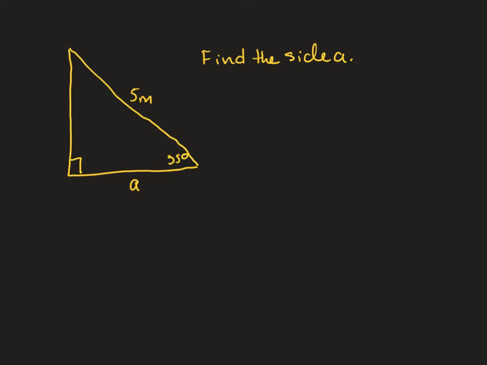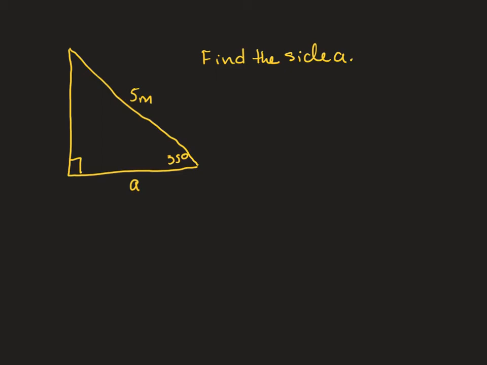In this problem we have an example where we have a right triangle. The hypotenuse is 5 meters, one side is labeled as A, and A is adjacent to the angle 35 degrees. Our goal in this problem is to find the length of side A. Once again, I encourage you to pause the video, then come back and look at my solution and see if it matches yours.